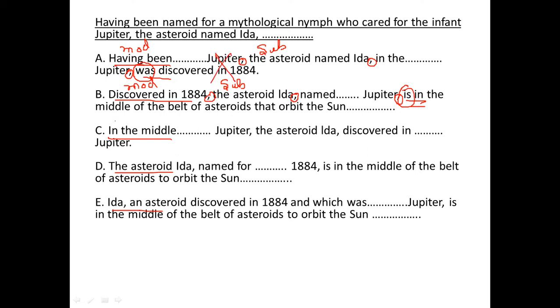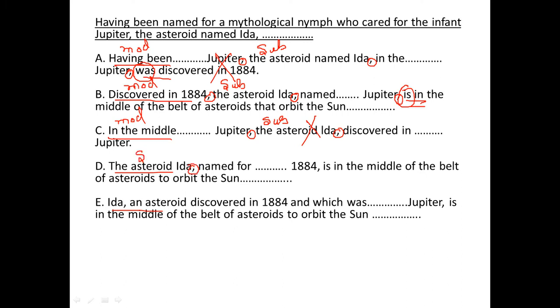Now look at C. "In the middle", that's a modifier. So you have a comma. After that we'll have the subject. So you have another comma. So after that we need another comma, after which we'll have the verb. In C we don't have the second comma after the subject. That means the verb is missing. Out.